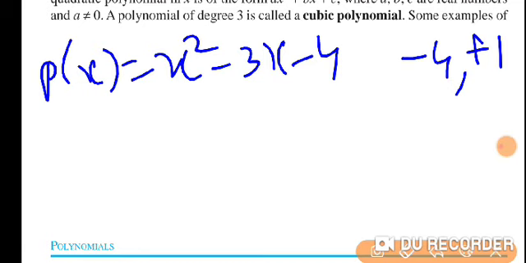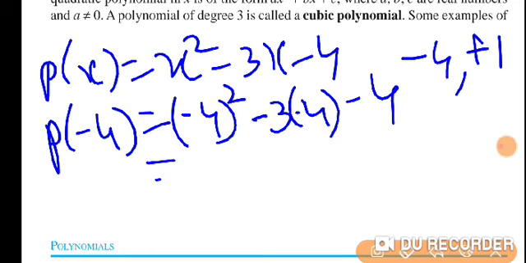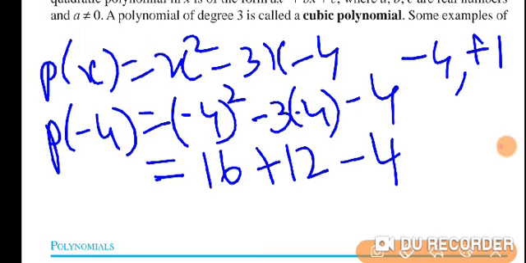Which means if I take the value of x as minus 4, let me see whether I will get 0 or not. Minus 4 whole square minus 3 into minus 4 minus 4. What answer will I get? 16. Minus and minus will become plus 12, and minus 4. Am I getting 0? Positive 16 plus 12 minus 4. So I will not get 0 as the answer.